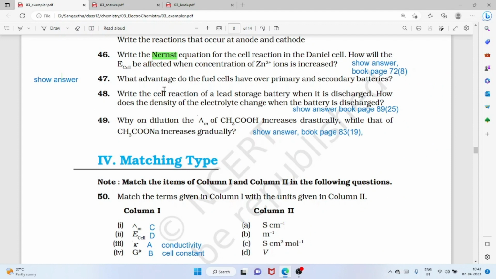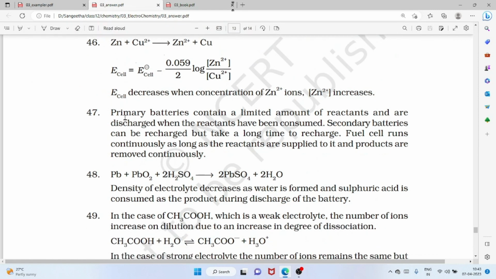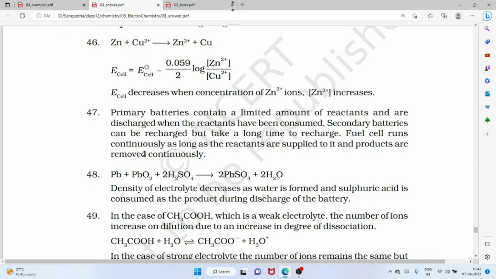What advantage do fuel cells have over primary and secondary batteries? Primary batteries contain a limited amount of reactants and are discharged when the reactants have been consumed. Secondary batteries can be recharged but take a long time to recharge. Fuel cells run continuously as long as reactants are supplied and products are removed continuously.